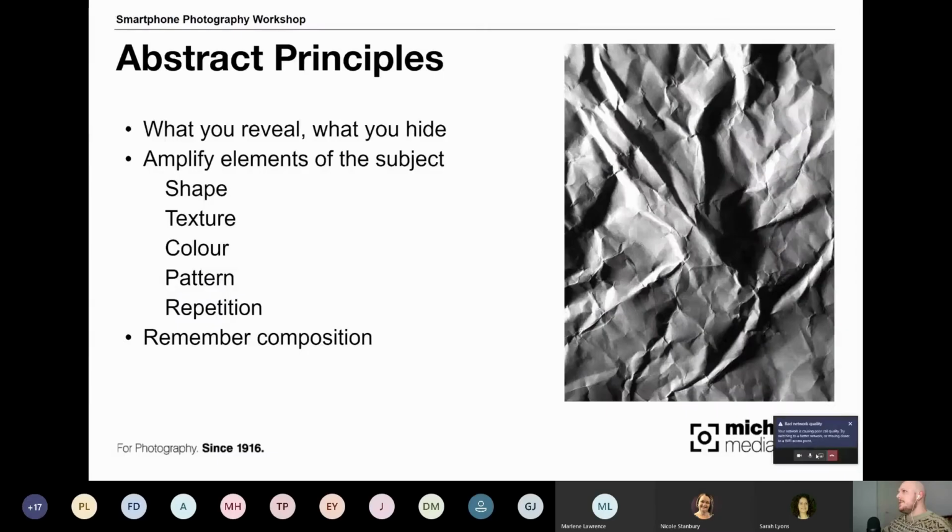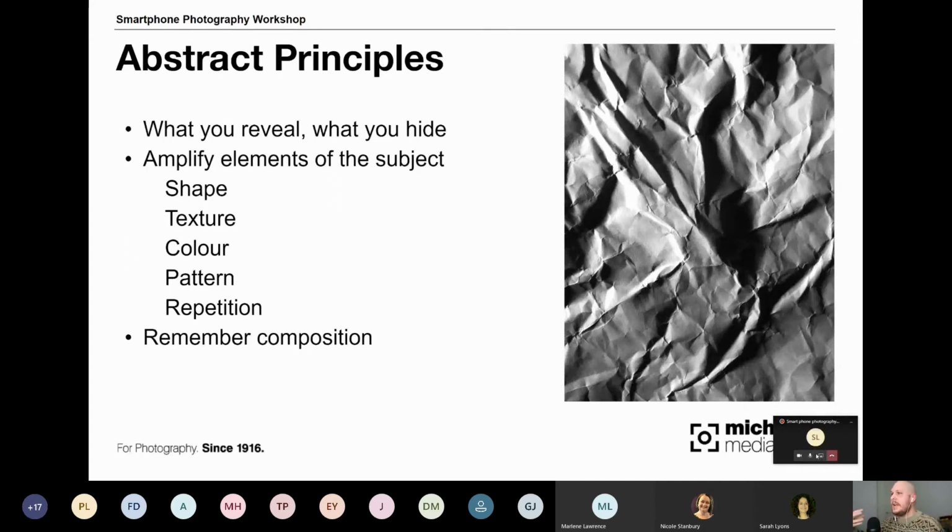So, principles of abstract photography. This is the kind of photography that isn't illustrative, okay? We talked about illustrative photography before. This one's more formalist or figurative in nature. And abstract photography is really about what you reveal and what you hide. It's about amplifying elements of the subject, such as their shape, texture, color, pattern, or repetitious elements, in order to create some sort of formal quality.